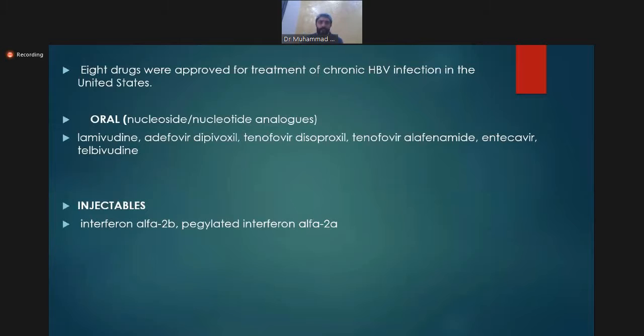These have very weird names, and they are very difficult to remember, but we have to do it for the sake of it. First, we'll talk about interferons. Okay, let's talk about the injectables, interferons. Interferon alpha 2B and pegylated interferon alpha 2A.